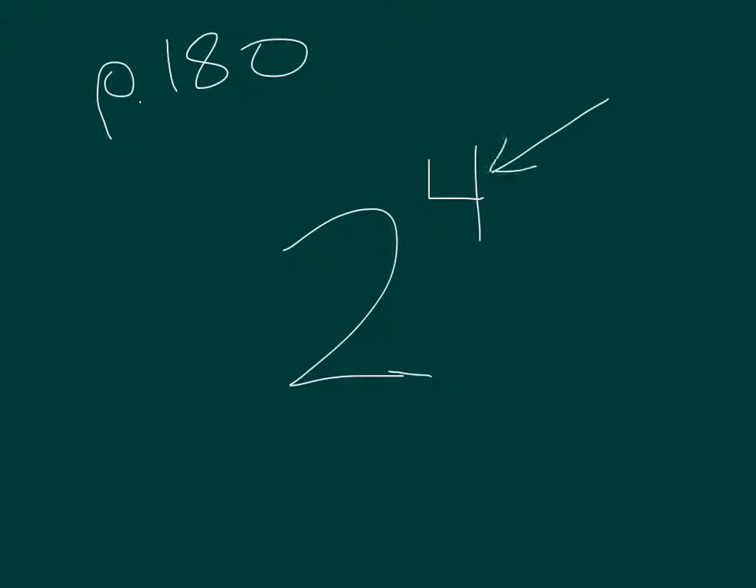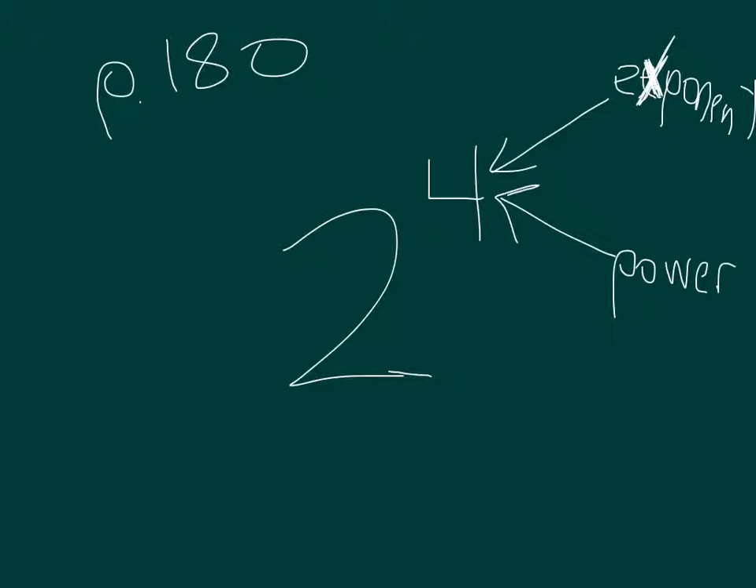This 4 can be known as a couple things. One of them is the word exponent. That's an X there. And another word for that also is power, and that was the name of our section title, powers and exponents. And then the 2 is known as the base number. So those are important numbers to continue knowing and learning.